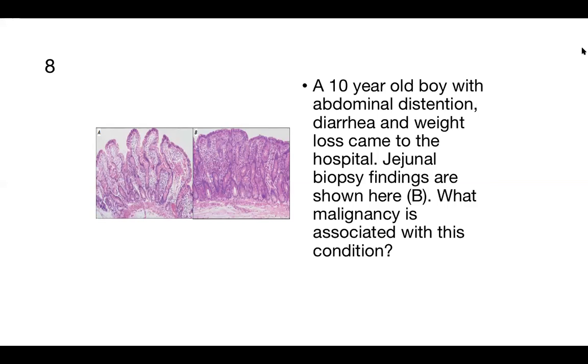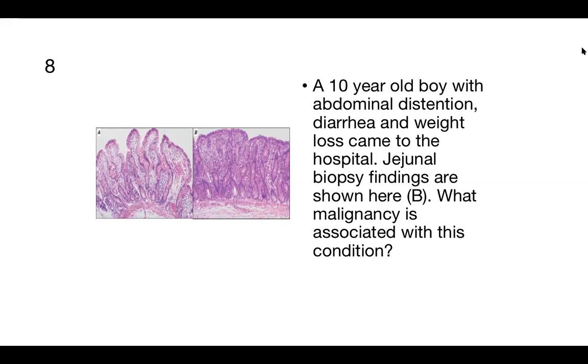Sir, I think it's carcinoid tumor. Carcinoid tumor? Yes, sir. Why did you reach that diagnosis? Sir, because of diarrhea and weight loss, and it is the small intestine, and the carcinoid tumor is a tumor of small intestine, jejunum. Okay. So let me hear another answer also.